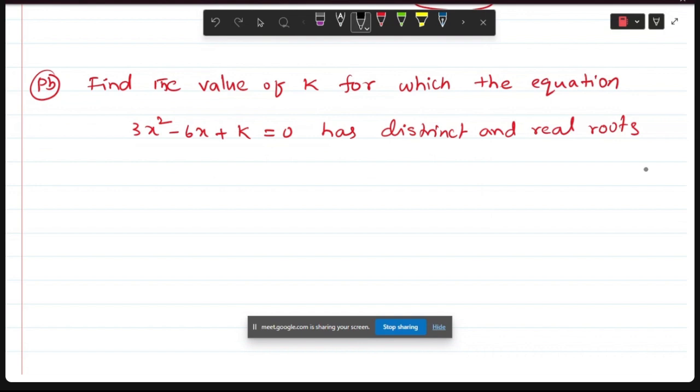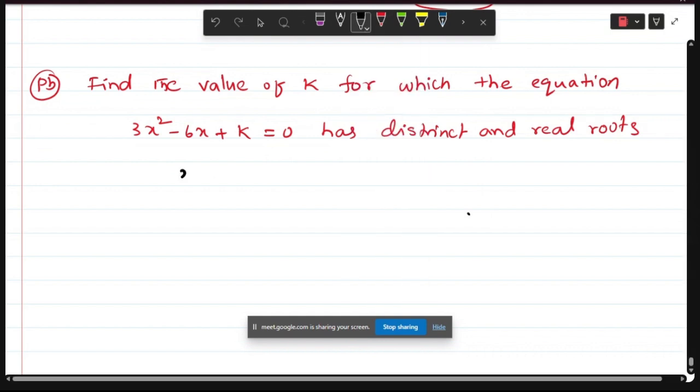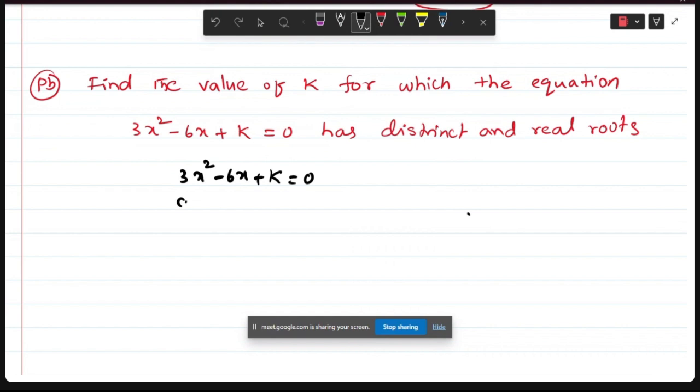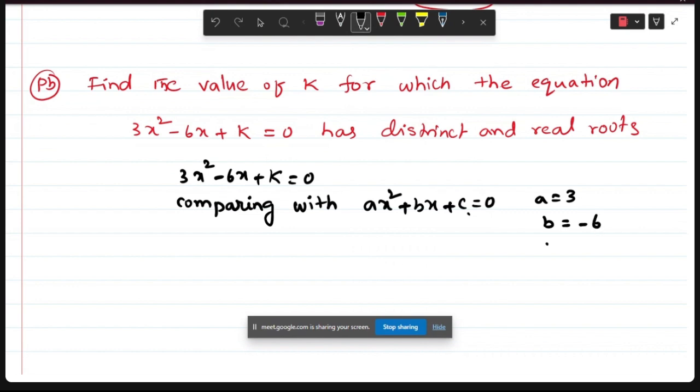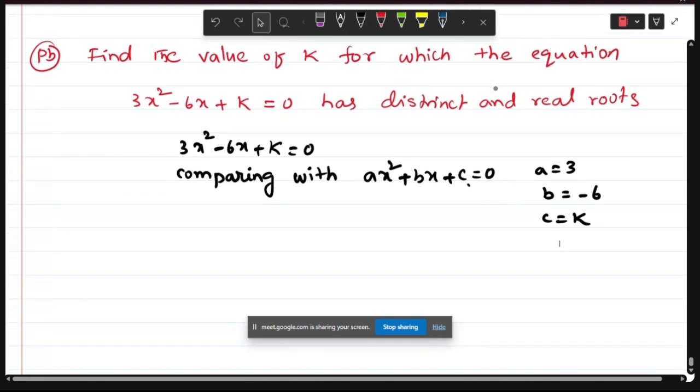What is the condition, ma'am? Distinct and real roots. Yeah, what is the condition? I'll try. See, first, 3x square minus 6x plus k is equal to 0. Comparing with ax square plus bx plus c is equal to 0, a is equal to 3, b is equal to minus 6, c is equal to k. What is the condition for distinct and real roots?